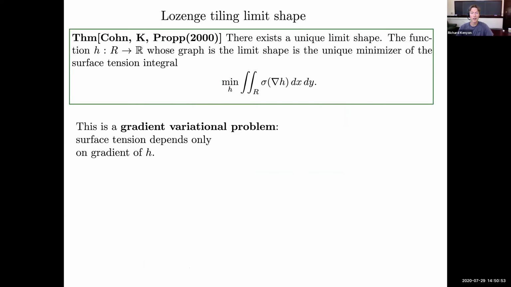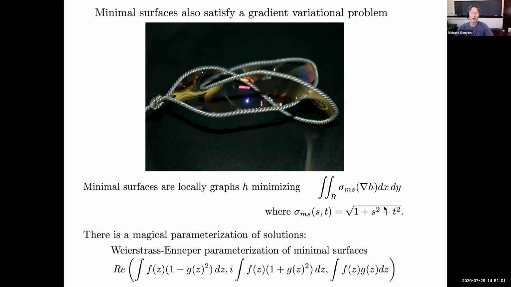And the Lawson-Starling surface tension is a different function of s and t. It's a different function than this one, but nonetheless, it's a similar flavor, similar convex flavor. The reason I mentioned the soap films is that there's a beautiful classical solution to this minimization problem, which is called the Weierstrass-Enneper parameterization.